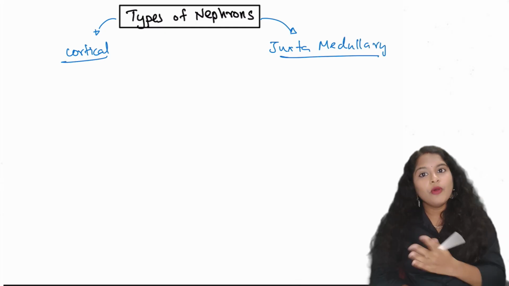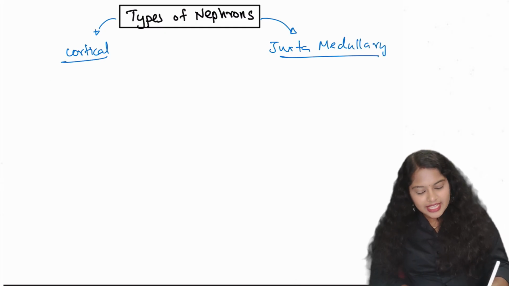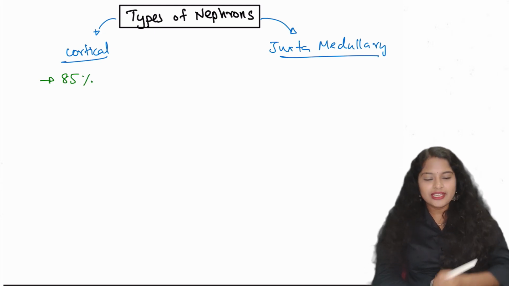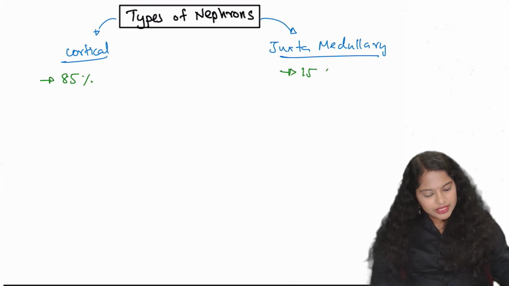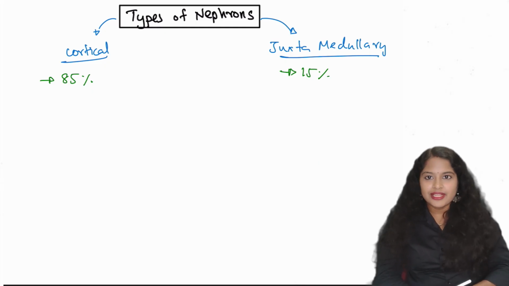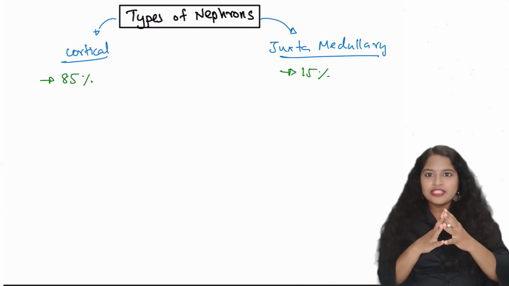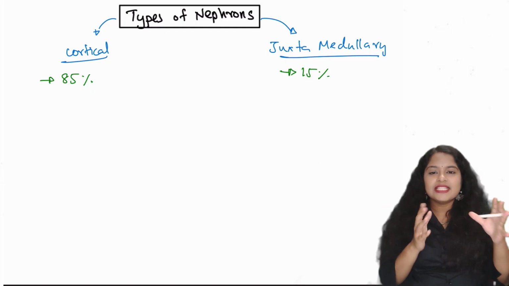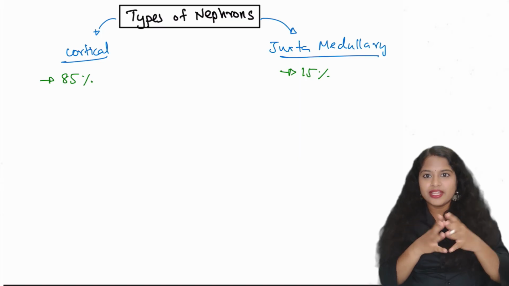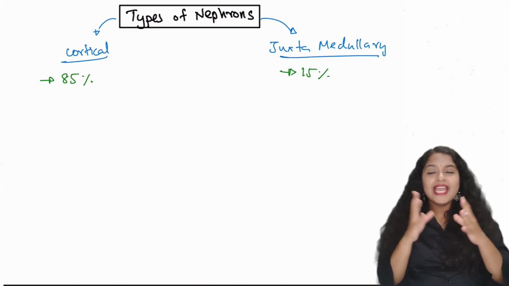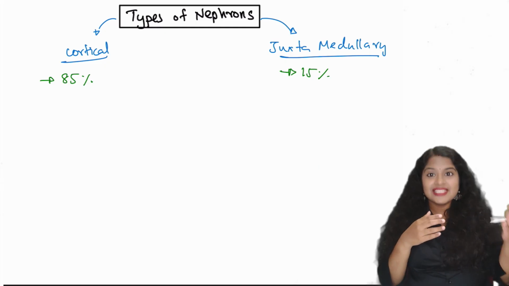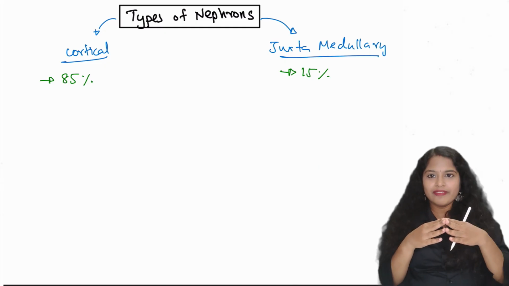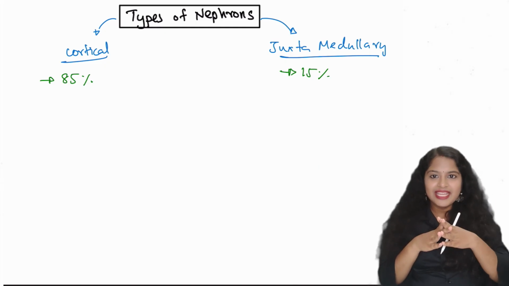So in our body, most of the nephrons are cortical nephrons. That is 85% of nephrons in our body are cortical nephrons, and just 15% of them are juxtamedullary nephrons. Cortical nephrons are mainly found in the cortical region, and juxtamedullary nephrons are mainly found in the medullary region. Cortical nephrons have a very short loop of Henle in the cortical region, and juxtamedullary nephrons have a long loop of Henle, and that is in the medullary region.